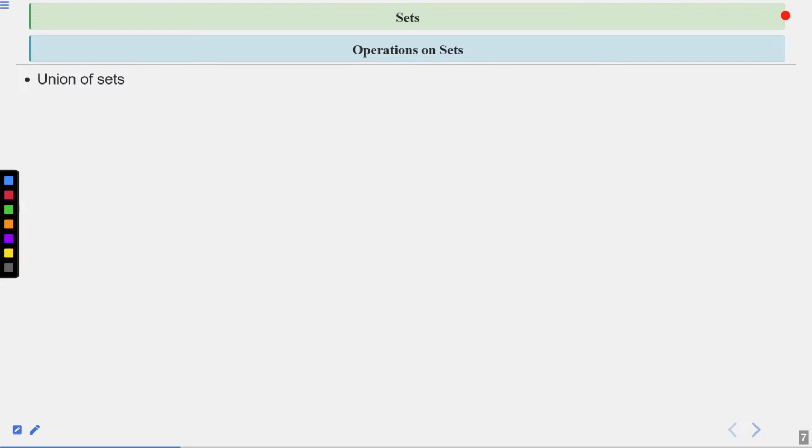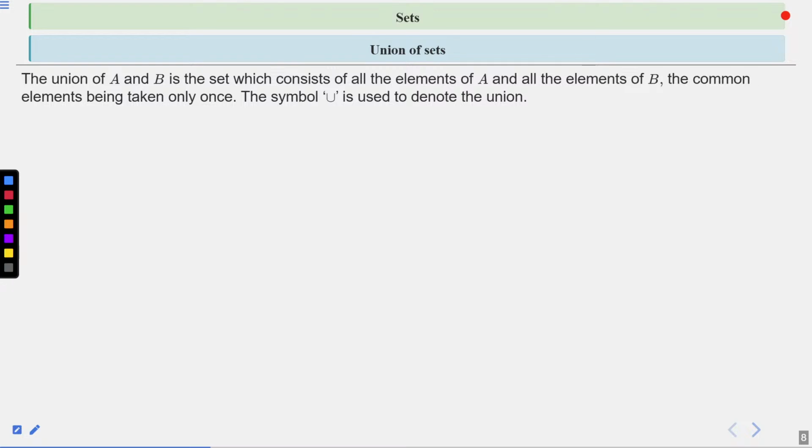Now, operations on sets. So first, we are going to discuss about unions, then intersections, and then difference of sets. So we will be covering these 3 operations. So first one is union. Can anybody say what is union in context of sets?